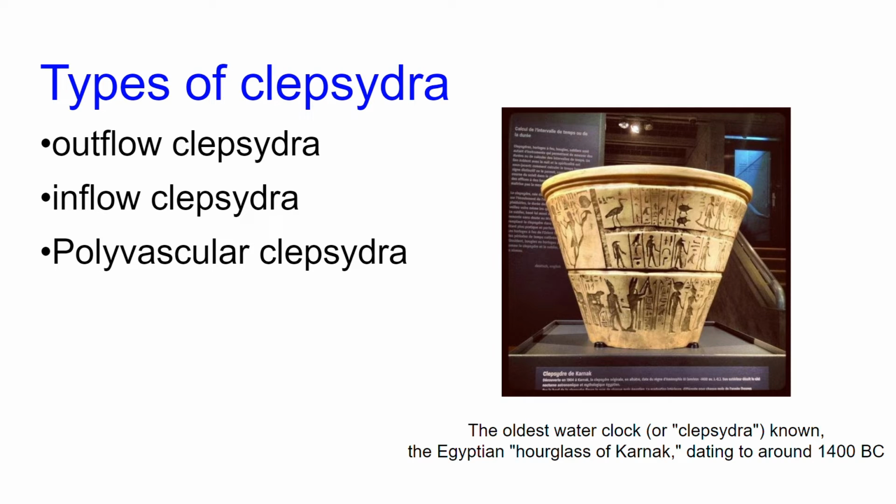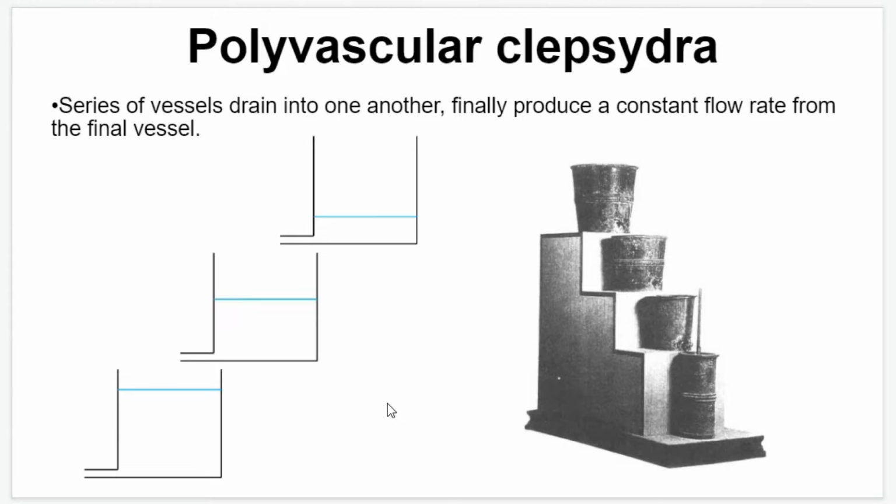But our topic today is to use differential equations to model the polyvascular clepsydra. Yuting will explain the principle of the polyvascular clepsydra later. So in our report, we are going to explain the phenomena of clepsydra in series like this. One will flow into another, and practically it looks like this one.